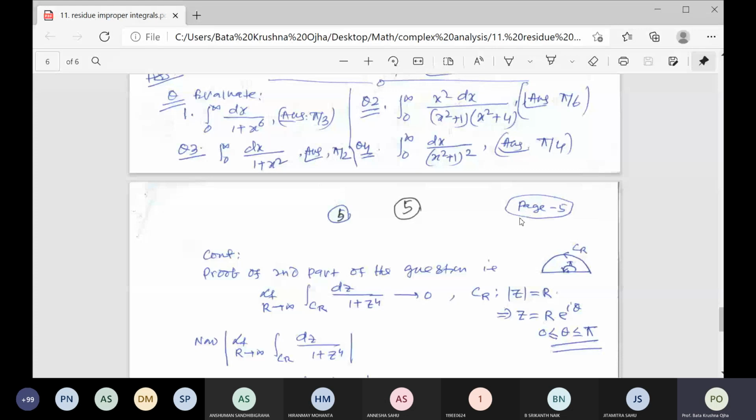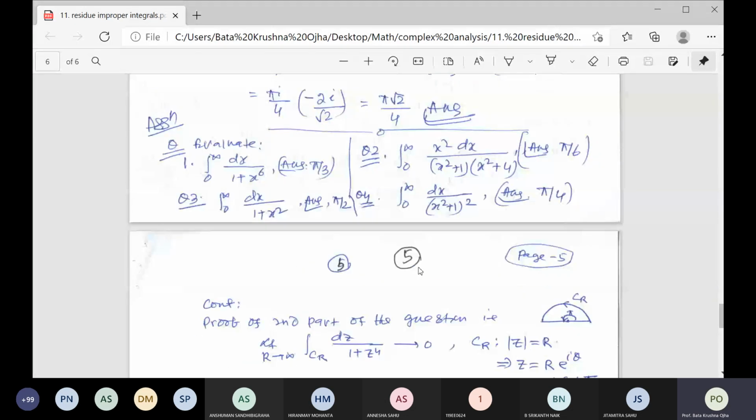So, any students, if you have doubt, please discuss with me. I'm waiting for you. It is a double pole. It has a double pole.